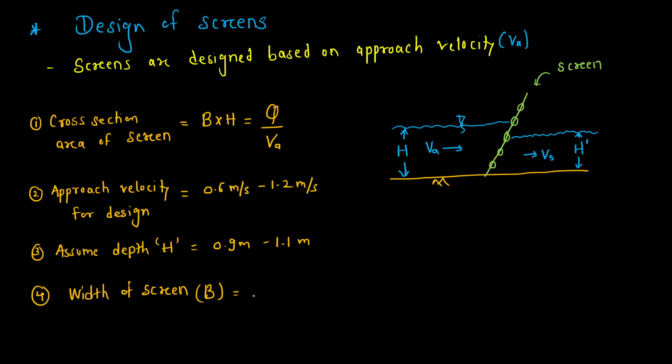This B can be calculated by the cross sectional area divided by the h value. Okay, that is the initial head. So here I'm drawing the screen now.